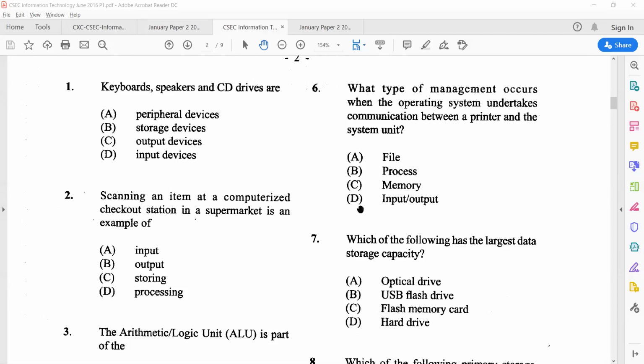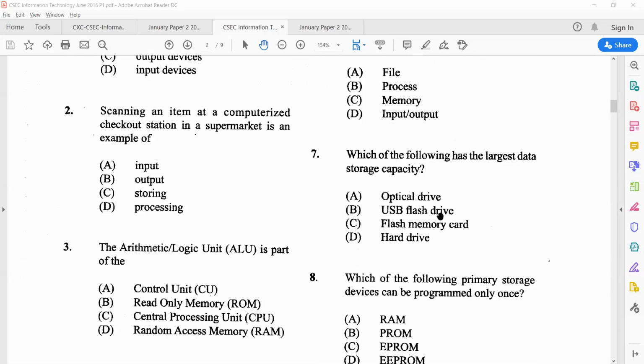Remember, the printer is an output device, and the operating system will send the data or information from what is input or what is on the computer to the printer. So the answer is D. All right, let's move on.